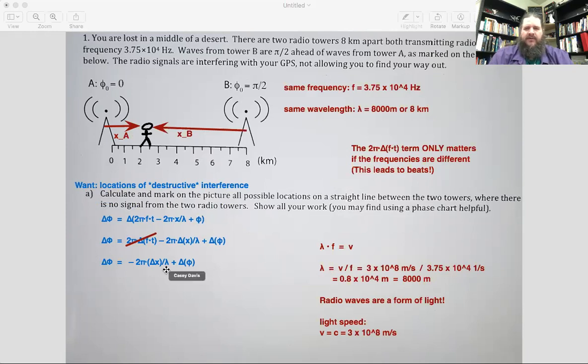And we know the wavelength is 8,000 meters. We also know the difference in phase constant, pi over 2 versus 0. But we got to be careful here. Since we've got two deltas in the equation, we've got to make sure we're consistent about that. We need to make sure we're subtracting in the same order. So for consistency, do you want to subtract a minus b or b minus a? We could do either one. We just need to pick an order.